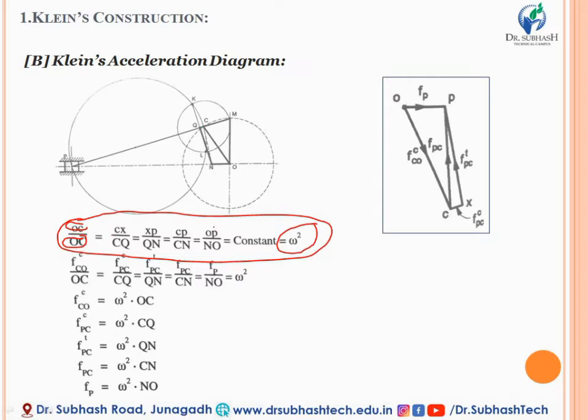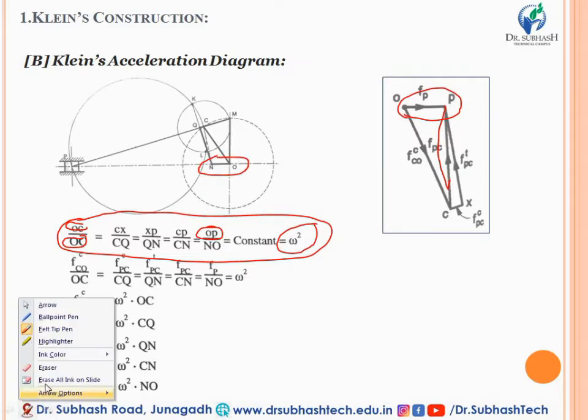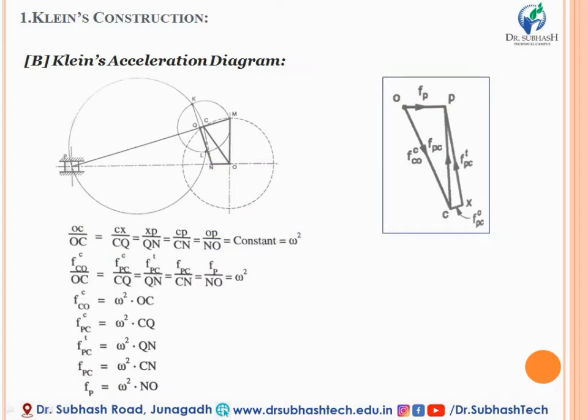Similarly, you can take any vector like small op, which is truly coincident with the vector NO. So this is true, and you can take any ratio which is related with both of the acceleration diagrams or vector diagrams, and it will always be equal to omega square.